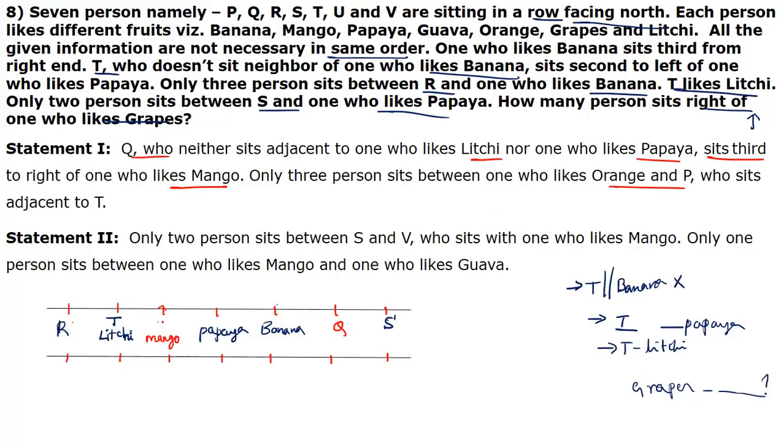So T is here. P will be sitting adjacent to T. Okay. So only 3 persons sit between orange and P. So P is here. 1, 2, 3. So orange has to be placed at this particular place.